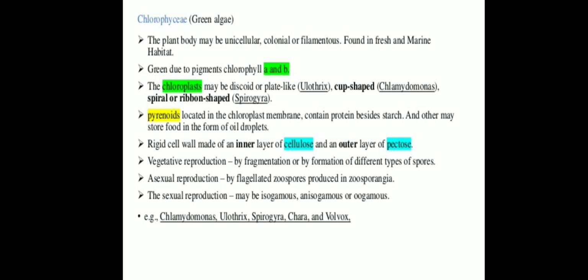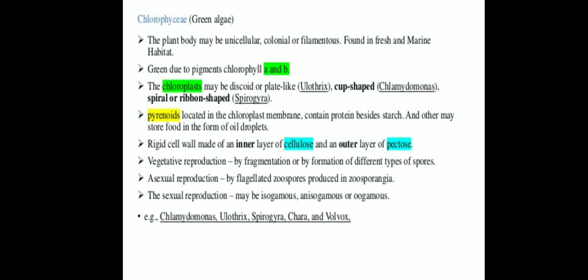For example, in Ulothrix, it may be cup-shaped. Chloroplast may be cup-shaped, for example, in Chlamydomonas, or it may be spiral or ribbon-shaped, for example, in Spirogyra. Pyrenoids are located in the chloroplast. There are pyrenoids located in the chloroplast of green algae which contain protein besides starch, and that protein is known as rubisco, and others may store food in the form of oil droplets.